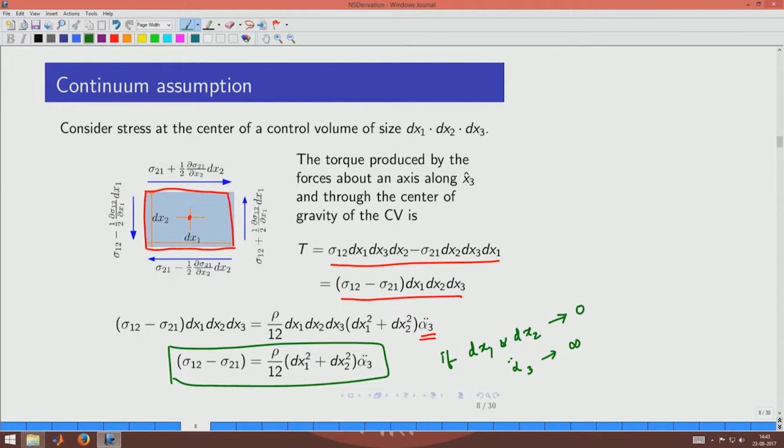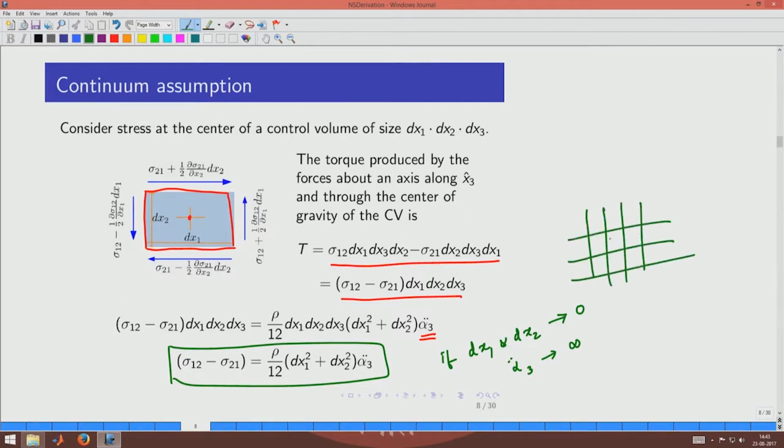because if you have any difference between the two off diagonal terms of the stress tensor, it will lead to a very large or tending towards infinity rotation of this control volume about the z axis, which is not allowed because of continuum assumption. By that what we mean is this control volume is stuck to other control volumes around it. Okay. So, we are defining domain like this.